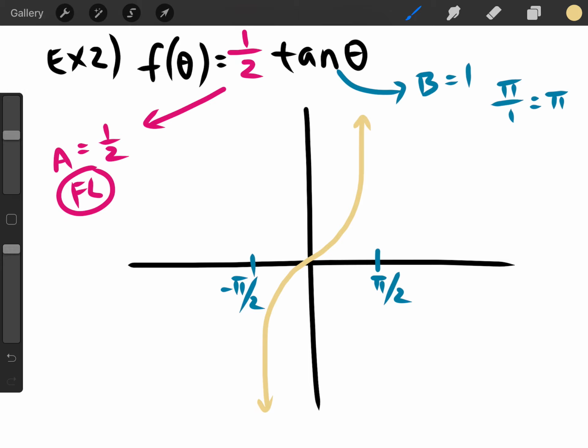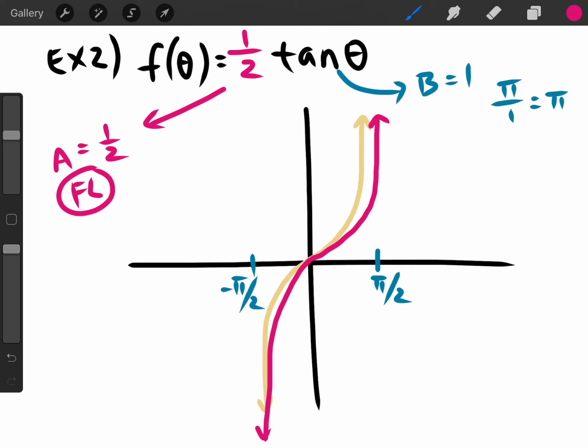Okay, that's the parent function. So how do you draw a flatter one? For a flatter one, I'm going to make sure that both sides of the curve are just flatter. Eventually it's going to go really straight.